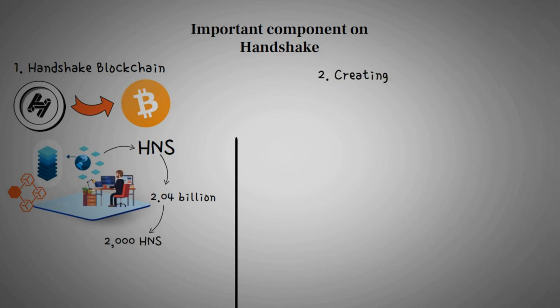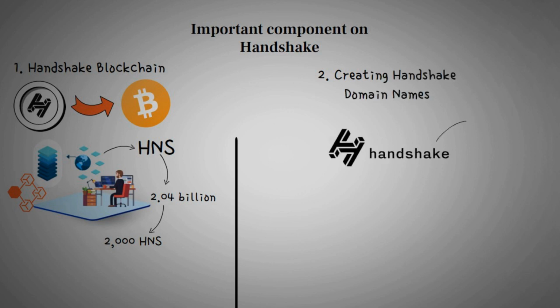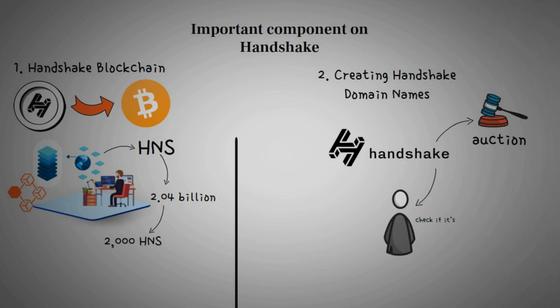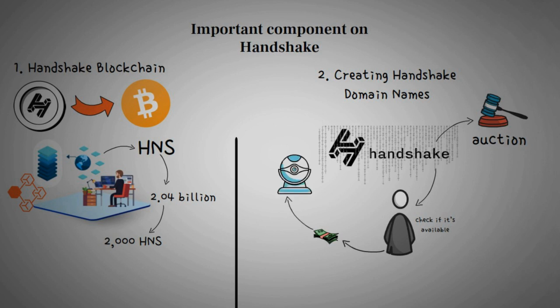Second component is creating Handshake domain names. Handshake names must be claimed in an auction. It is expected that all possible Handshake names will be available for bidding within a year of the Handshake network's launch. Furthermore, a user who wishes to create a Handshake name needs to check if it's available and then send a special transaction to the network that opens an auction. The network's algorithm will then determine when that auction will take place.